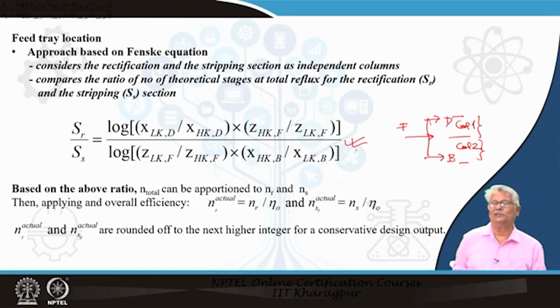I made a mistake. I should have said that for the Fenske equation what is valid is the total reflux or the minimum number of theoretical stages condition, Sm. We assume that the ratio is the same.